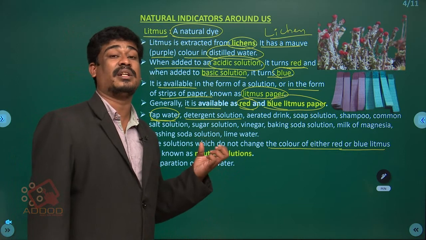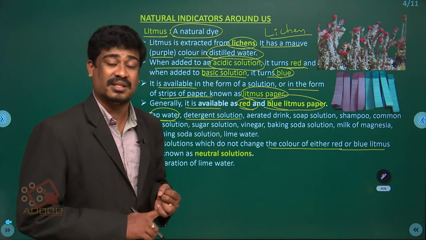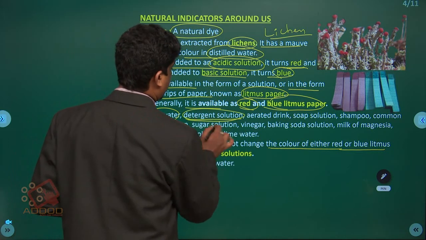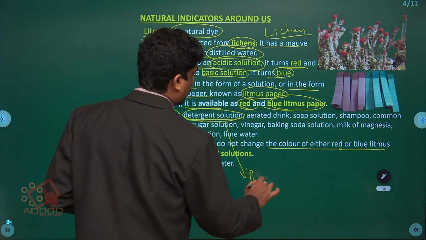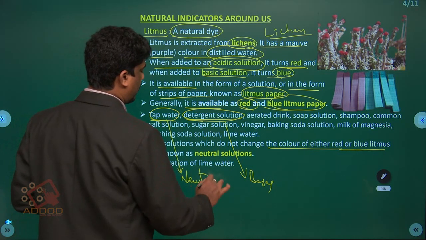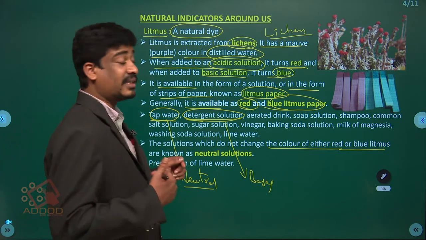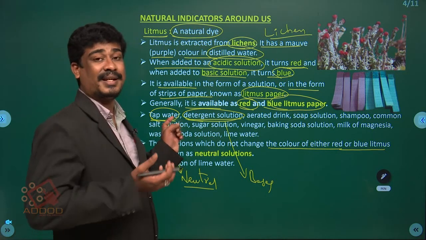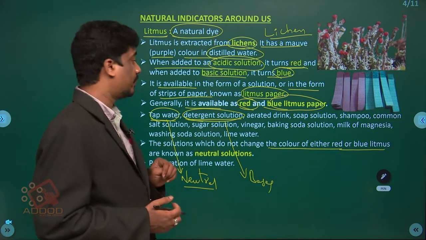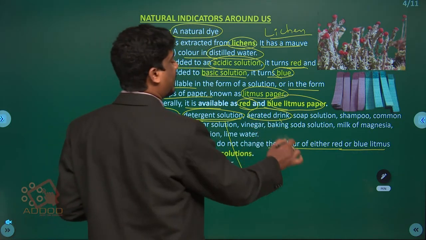And detergent solution, just now we discussed, is nothing but soap solution containing sodium hydroxide and potassium hydroxide, which are examples of bases. With bases, red litmus changes into blue color, so we can classify them as bases. Distilled water is neutral, but tap water contains some carbonates and sulfates, so we can say it is basic in nature, but I am taking distilled water. The next, aerated drink, nothing but cool drinks, which contain carbon dioxide, which is acidic in nature, carbonic acid.